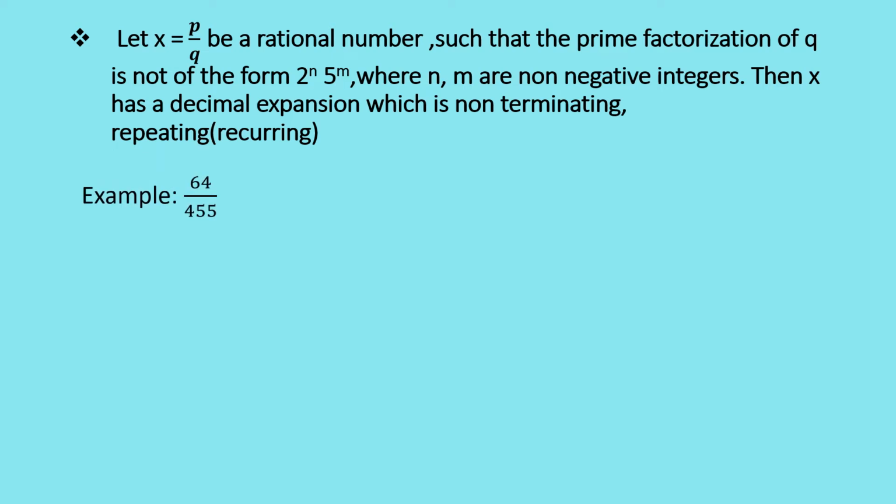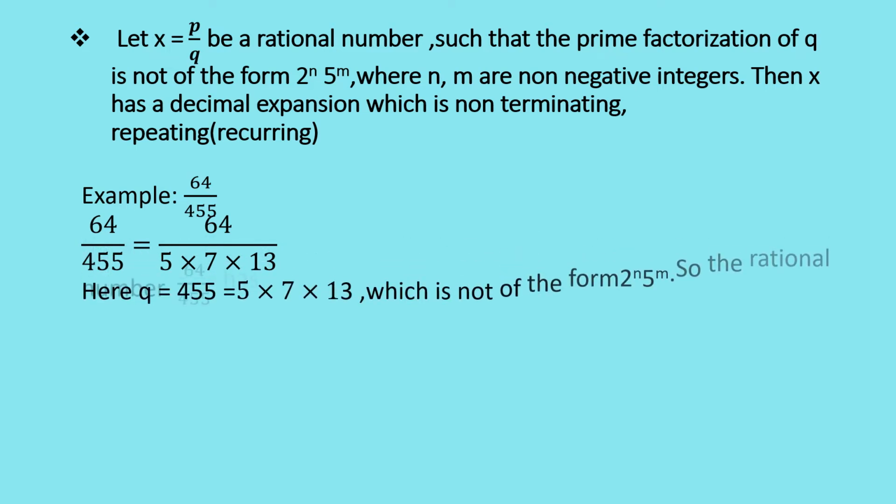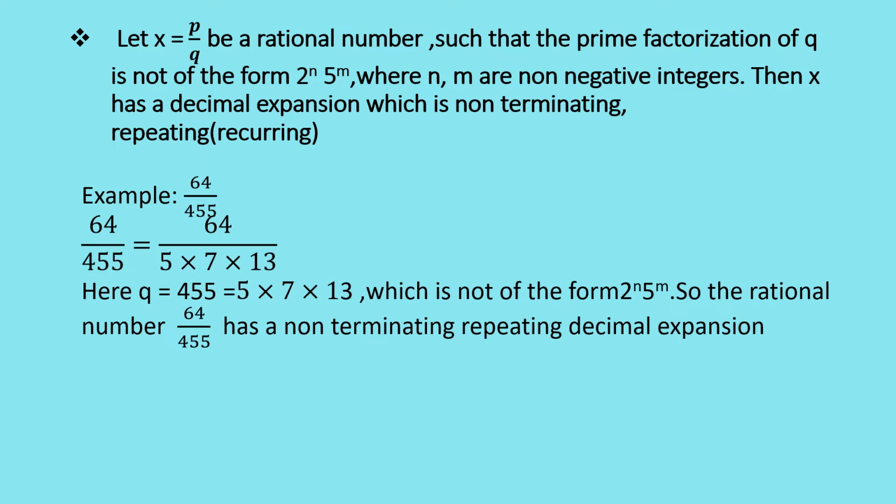A p by q form is given, 64 upon 455. You have to find the prime factorization of the denominator 455, that is 5 multiplied by 7 multiplied by 13. Here q, 455, can be written as a product of primes, but it is not of the form 2 raised to n, 5 raised to m. So the rational number 64 upon 455 has a non-terminating repeating decimal expansion.